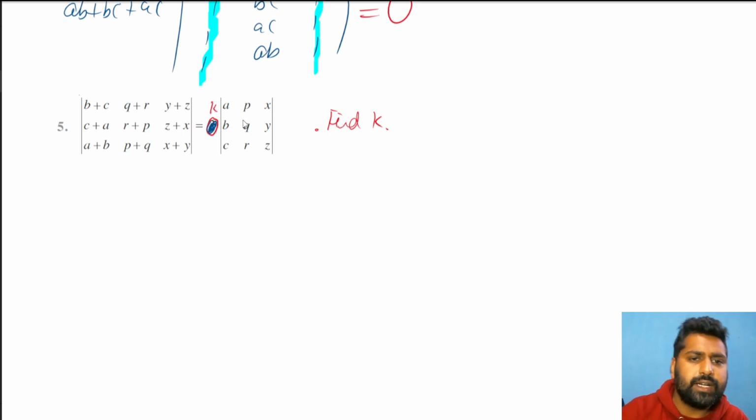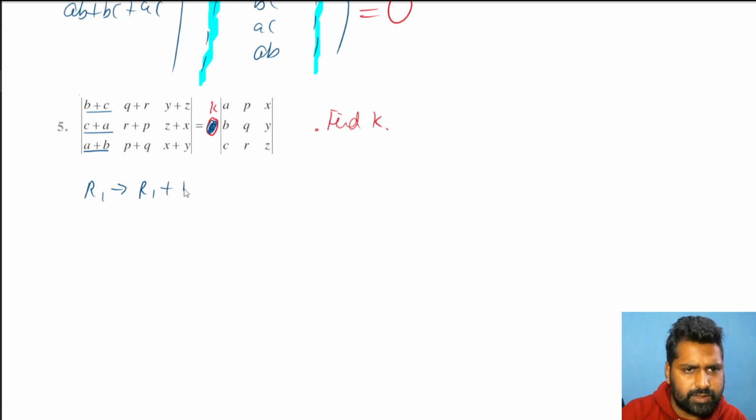Point is we have to generate A, B, C, P, Q, R, X, Y, Z. Okay, A, B, B, C, A, C addition is there right now. What did I tell you? If you are not getting anywhere, just try to do addition. AB plus BC, BC plus AC, AC plus this. Let's add them. Row 1 goes to row 1 plus row 2 plus row 3.